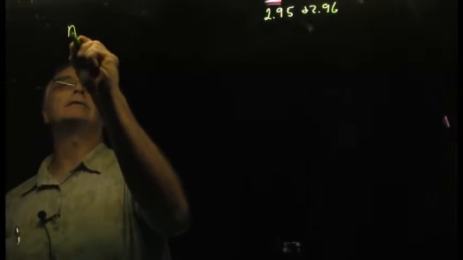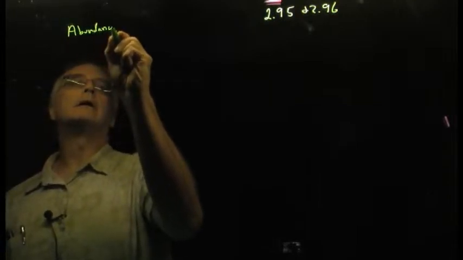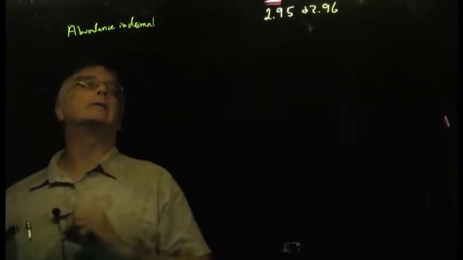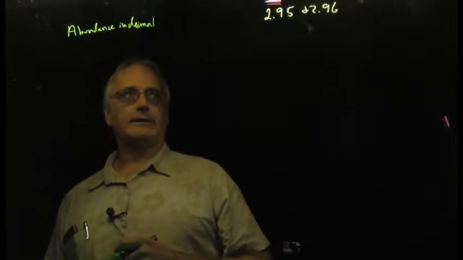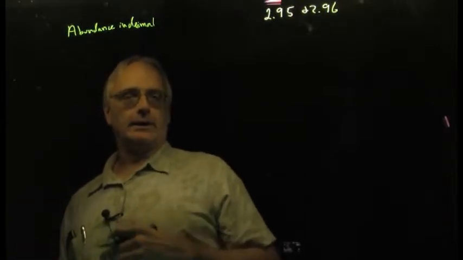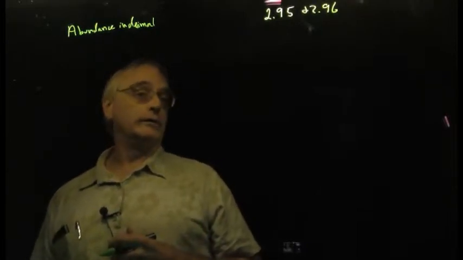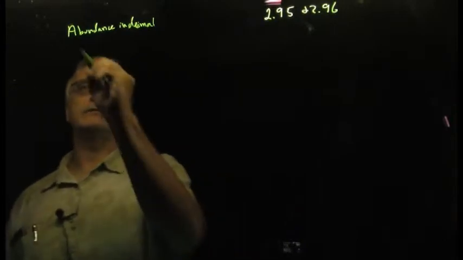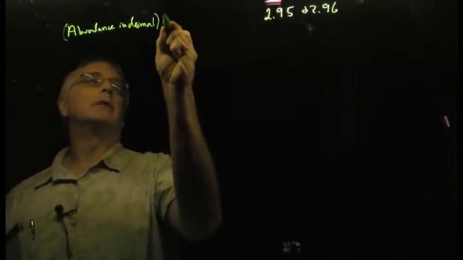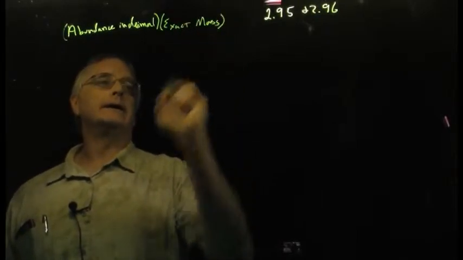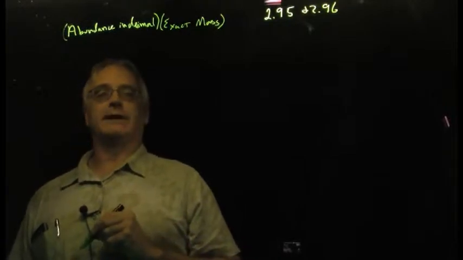So remember the basics of the weighted average here for a moment. We simply take the abundance in decimal form. They'll usually tell us it's 20% lead 206 or something like that, and so we just move that to 0.2. Move the decimal point over 2 places. We take that and we multiply by the exact mass, and we do this for all the different isotopes.